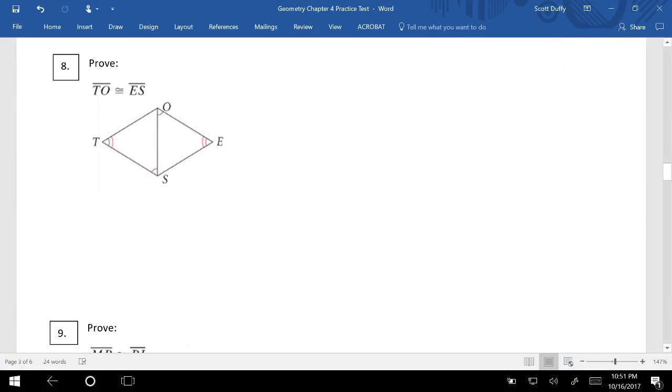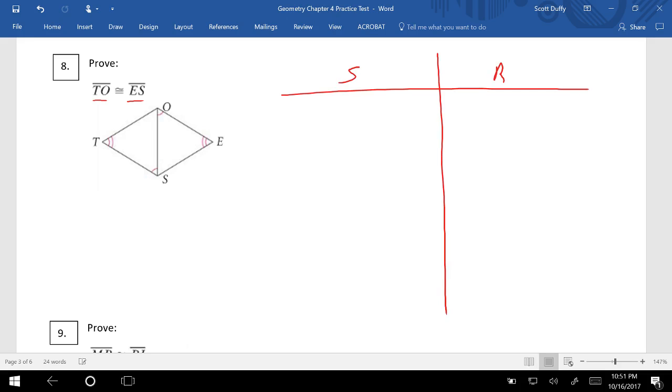Alright, moving on to more proofs. I need to prove that TO equals ES. So, what I'm going to do is start with what I've been given and see if I can prove the triangles are congruent. Statement, reasons. So I've been given that TO, or T, is congruent to angle E.